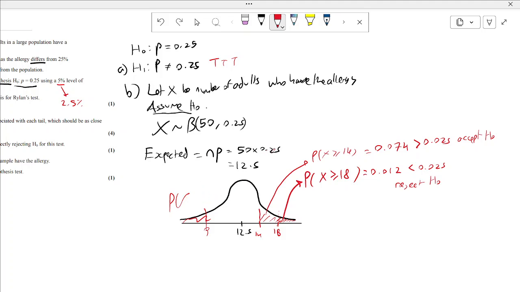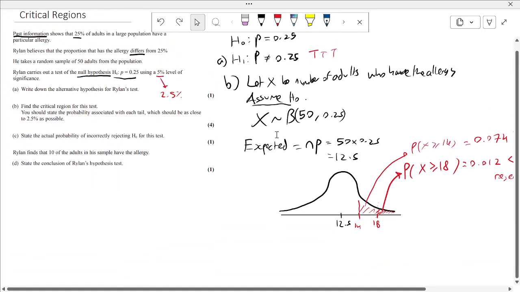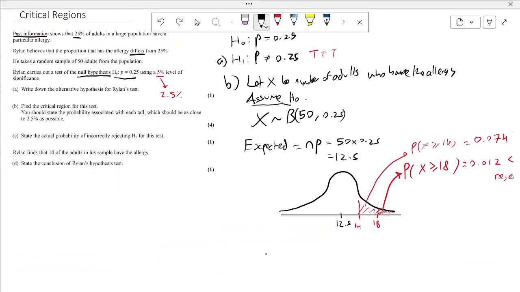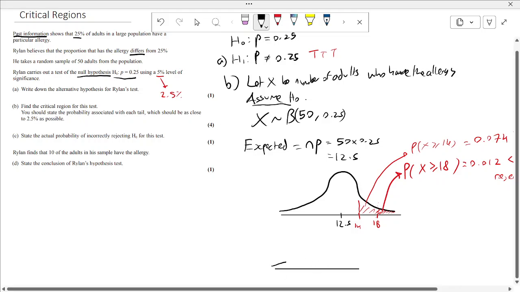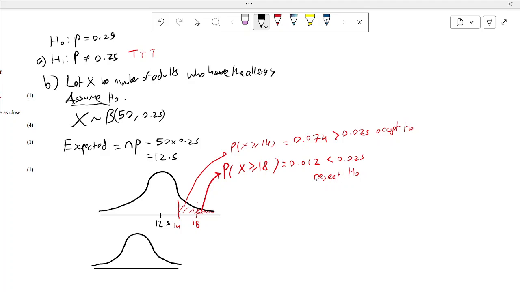On a critical region, you are not told the 14 or the 18 or the 9. You're not told what the actual outcome of the experiment was. On a critical region, it's your job to find out what outcome of this experiment would lead you to reject H0 and which one would lead you to accept H0. Okay? So we said that 2.5% was the threshold, right? If you're less than that percentage, you would reject. If you're more, you would accept.